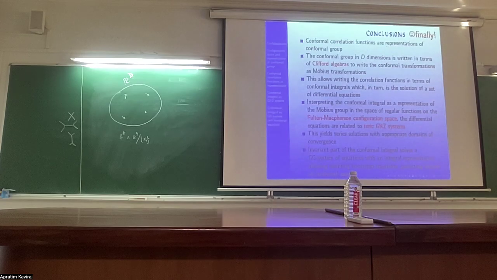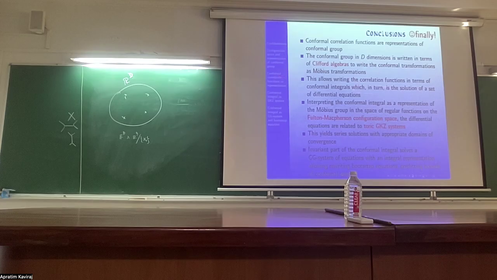So with this, let me come to the conclusion. Let me summarize basically. We said that the conformal correlation functions are representations of the conformal group. That was the beginning point. And the conformal group in d dimensions, I wrote in terms of Clifford algebras, and I tried to motivate that. Without rewriting it in this form, I couldn't have guessed something like a toric matrix later on, and also couldn't have written down the differential equation for the conformal integral.